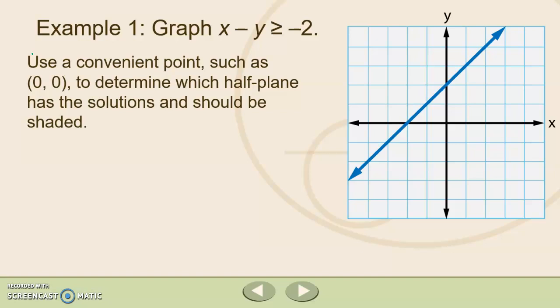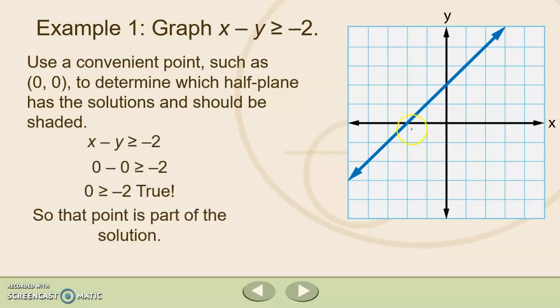We can do this the longer way and then the shortcut way. First, we use a convenient point, such as (0, 0), to determine which half of the plane has the solutions and should be shaded. When we plug (0, 0) into our equation, we get 0 is greater than or equal to negative 2. That's true, which means this point should be included in our solutions because it is a true statement. So we're going to shade the bottom half, the part under the line.